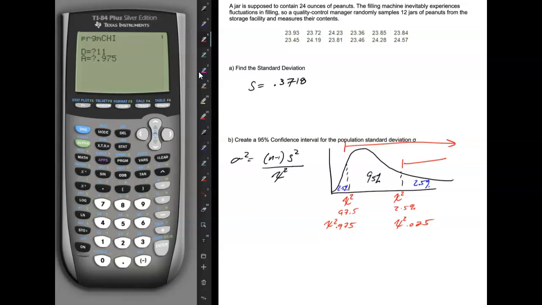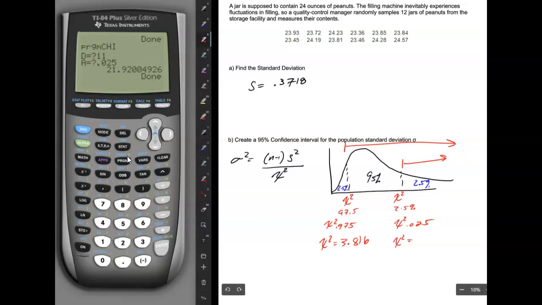Give this a second to calculate. And we have our first value, which is that chi-squared is equal to 3.816. So that represents the critical value on this first point. And then on the second point, same thing, we're going to run program chi again. Degrees of freedom is still 11, and here we're working out the area of the other tail, which is 0.025. All right. So we have chi-squared is equal to 21.92.